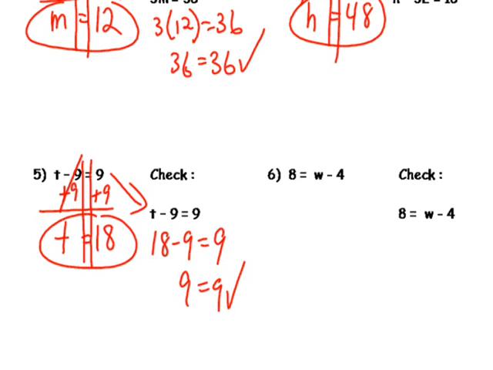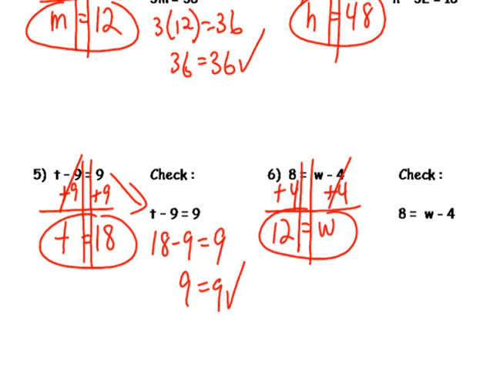And the last one, we have 8 equals W minus 4. So the inverse of subtraction is addition. So we've isolated the variable. It's all by itself. We're going to add 4 to the other side, and 8 plus 4 is 12. And let's just double check it. So your teacher may have you write the original equation, and they may have you plug in. We have a value of 12 for W. Let's see if that's right. We're going to replace the W with 12. And 12 minus 4 is 8. So it checks. 8 does equal 8.